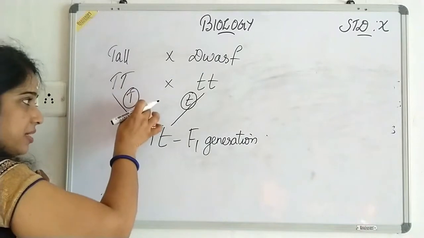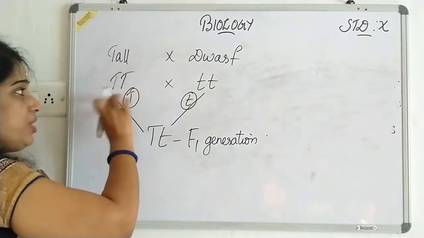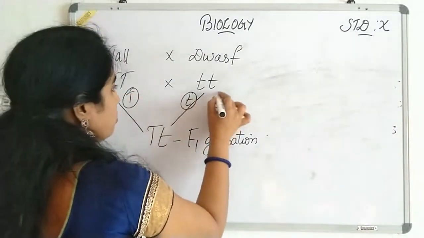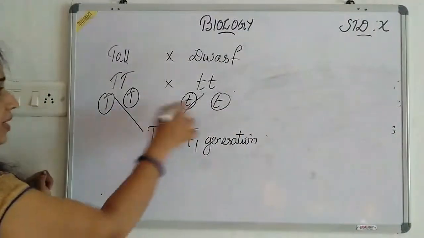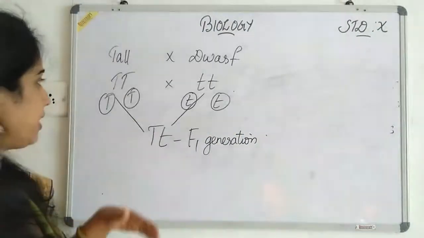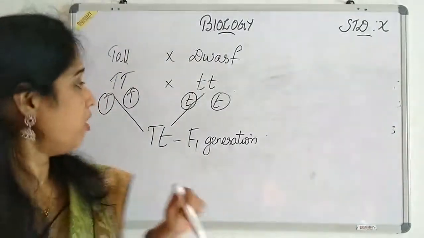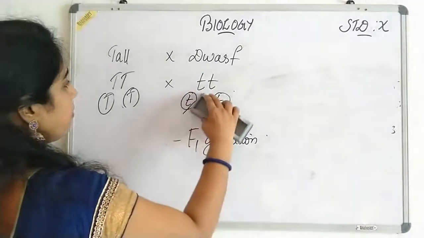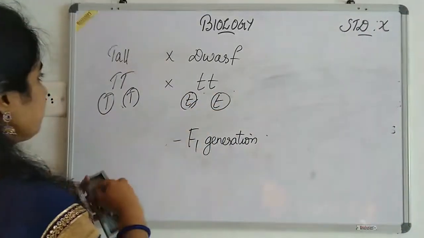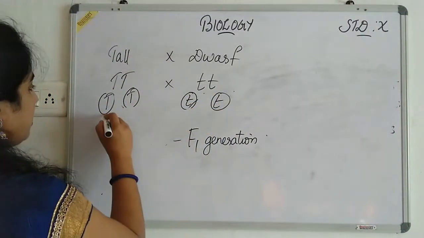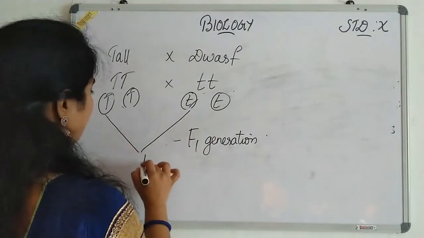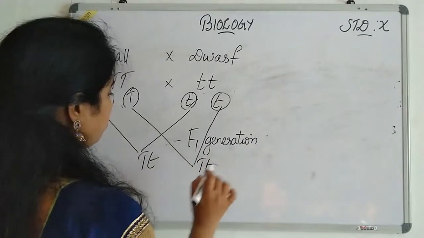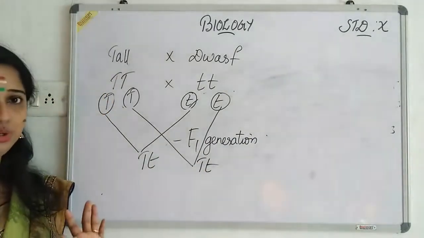So these two genes remain together, but at the time of gamete formation, they separate. That means two T's are formed, and here also two T's are formed. And any one can fuse with this. You could see that if they combine together, both conditions are the same. Here capital T, small t, and here also if they join together, capital T, small t. No change at all.